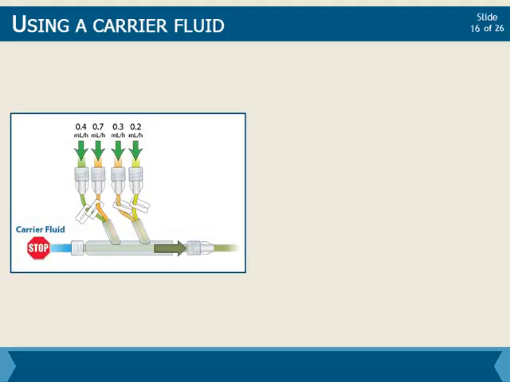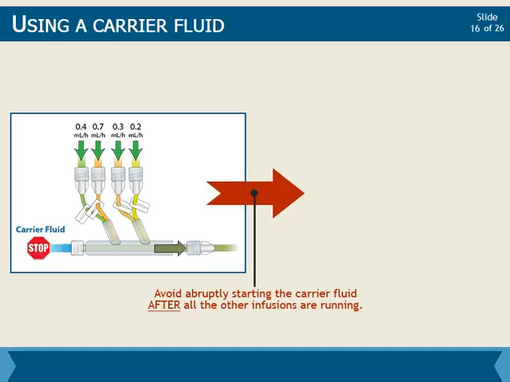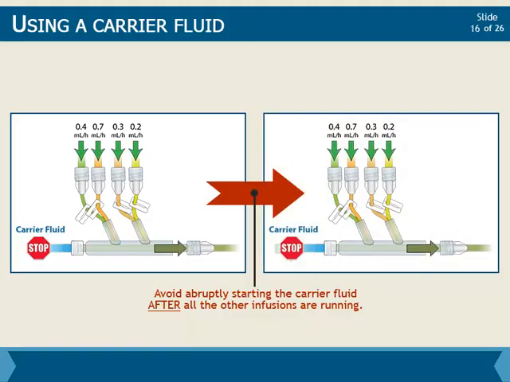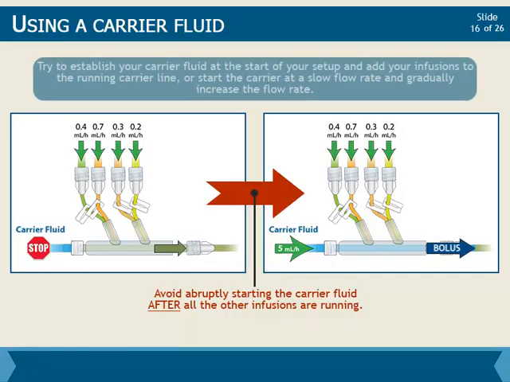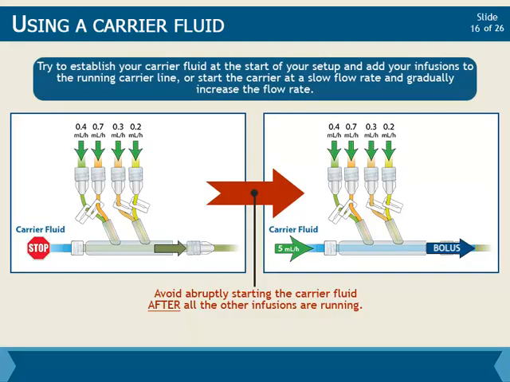When using a carrier fluid, one important consideration is that since it often flows at a higher rate than the other infusions, we should avoid abruptly starting the carrier fluid after all the other infusions are running. Failing to do this would bolus all the medications currently in the dead volume at a fast rate. Try to establish your carrier fluid at the start of your setup and add your infusions to the running carrier line, or start the carrier at a slow flow rate and gradually increase the flow rate.